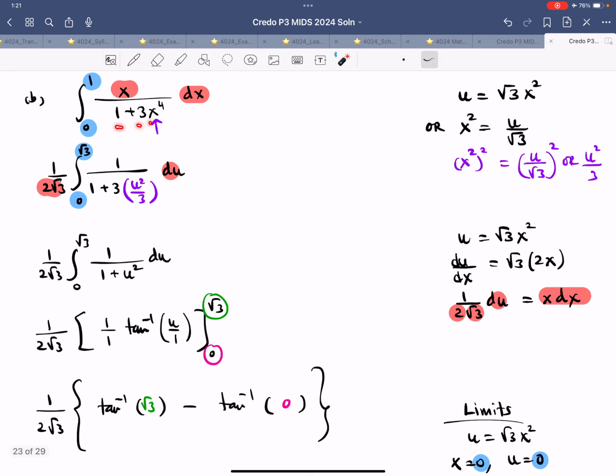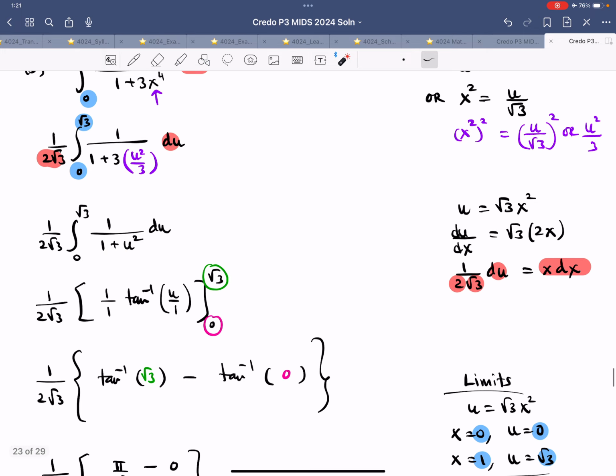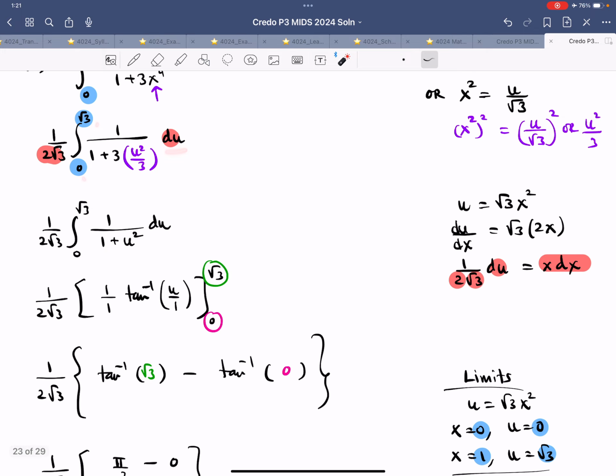Next thing, 1 plus 3x to the power 4. X squared is u over root 3. Therefore, x to the power 4 is squaring this. This is u squared over 3. So this is replaced with u squared over 3 in purple color. The 1 and 3 and this one at the top remain as they are. Now, this 3 cancels out. This is 1 over 1 plus u squared du. These are the changed limits. As soon as the variable is changed, the limits are changed.